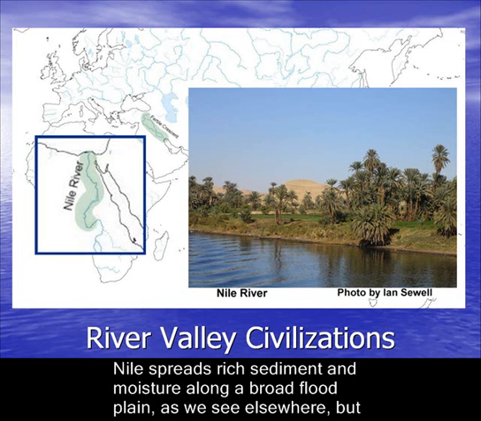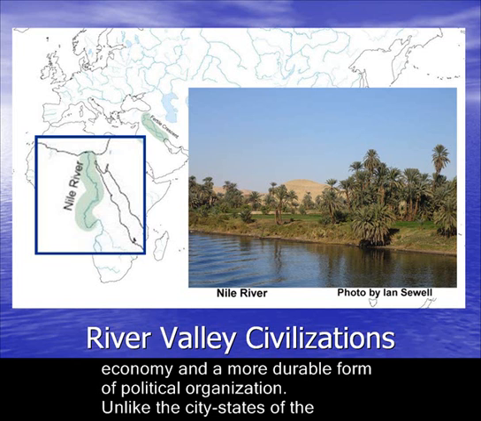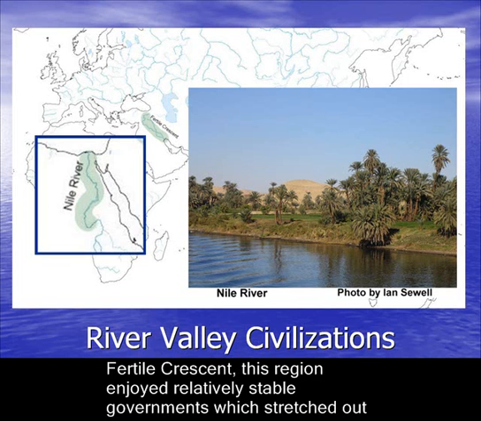The rising of the Nile spreads rich sediment and moisture along a broad floodplain, as we see elsewhere, but these floods are comparatively gentle. This contributed to the creation of a more reliable economy, and a more durable form of political organization.